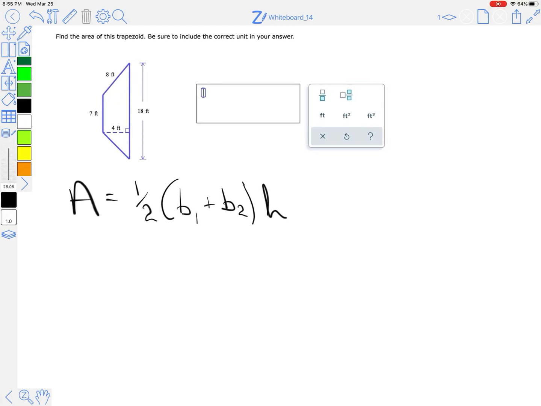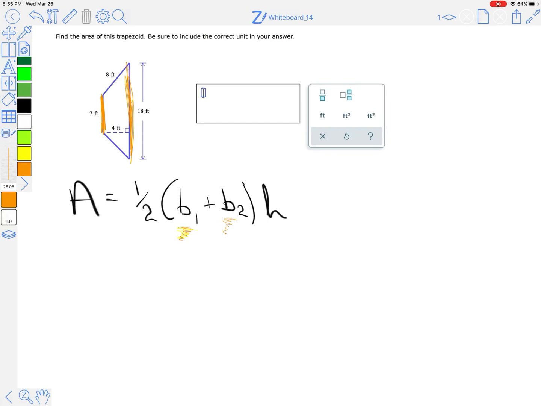This formula looks a little more complicated, but it's not really that bad. There's 3 things I need to find. They say B1 and B2, which are the 2 bases. And those are the sides that are parallel to each other. So when I look at my trapezoid, I have this base right here that says 7 and another base that says 18. Okay, so those are the sides that we need to look at.